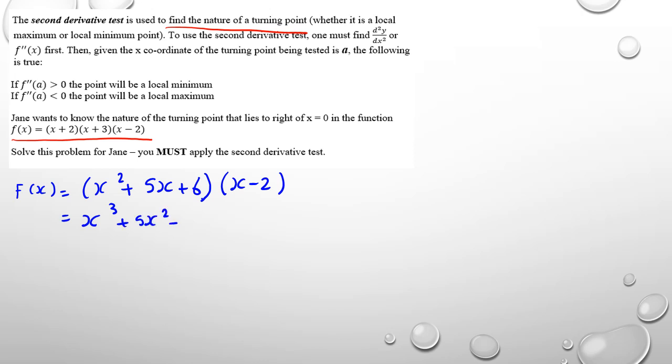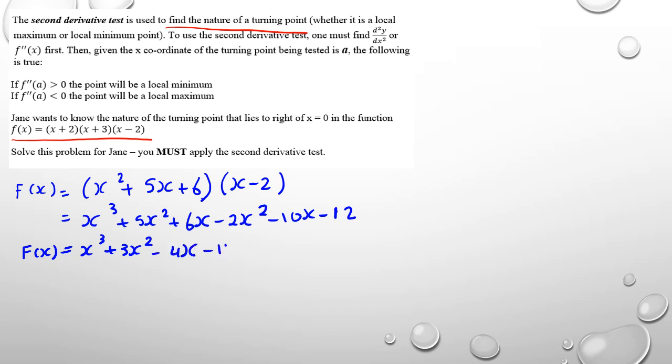plus 5x squared plus 6x minus 2x squared minus 10x minus 12. Then simplify, so I'm keep writing f(x). Now simplify, I end up with x to the power of 3 plus 3x squared, collecting the like terms, minus 4x minus 12. Now I'll start differentiating, because to find the turning points I will differentiate and make it equal to 0. So I'll differentiate that. 3x squared for the first term, second term is 6x minus 4.